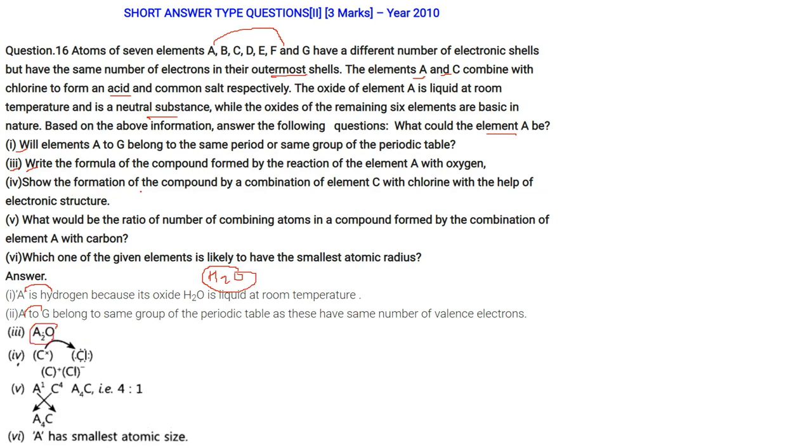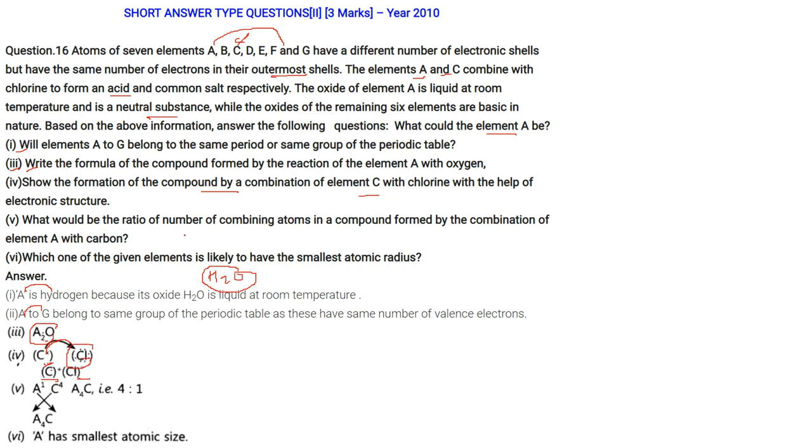Show the formation of the compound by combination of element C with chlorine with the help of electronic structure. So this is C and this is Cl minus. We can show it like this, because C has to give 1 electron in order to form C plus. Cl minus needs 1 electron, so it gets 1 electron.